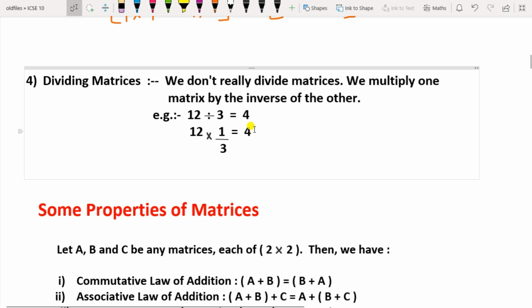So there is no such thing as division in matrices. You can add, subtract and multiply matrices, but you cannot divide them. Since multiplying by 1 by 3 is the same as dividing by 3, it is one and the same thing, so we don't do division in matrices.